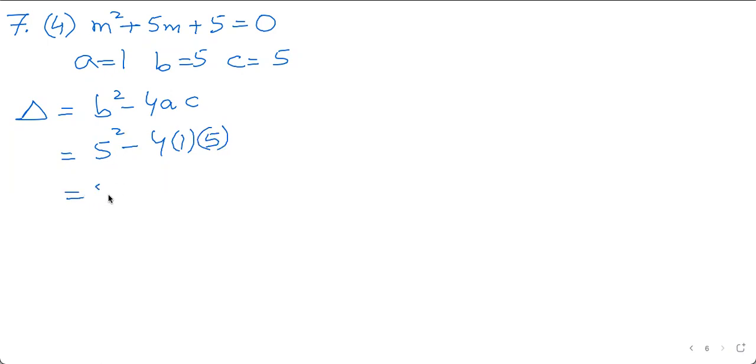B square is 25 now. Now 4 into 5 is 20. So we are left with 5. Our discriminant is 5.